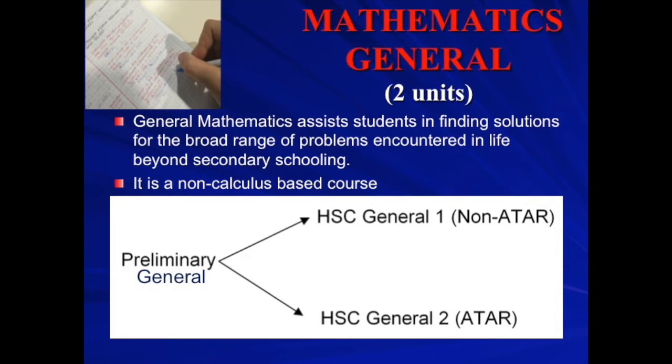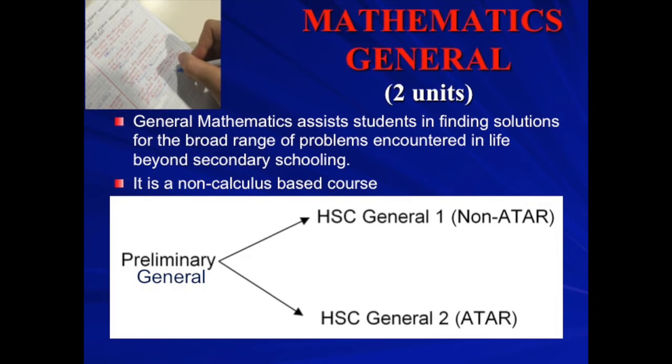However, when you get to year 12, you then have a choice to study HSC General 1 or HSC General 2. Now, HSC General 1 is a non-ATAR course, which means that it cannot count towards your ATAR. HSC General 2 is an ATAR course, which means that it can count towards your ATAR.